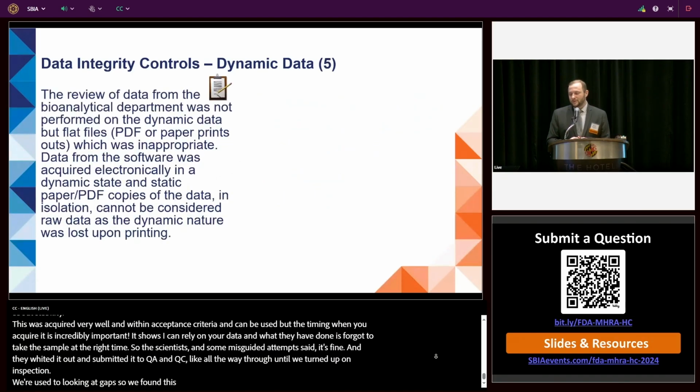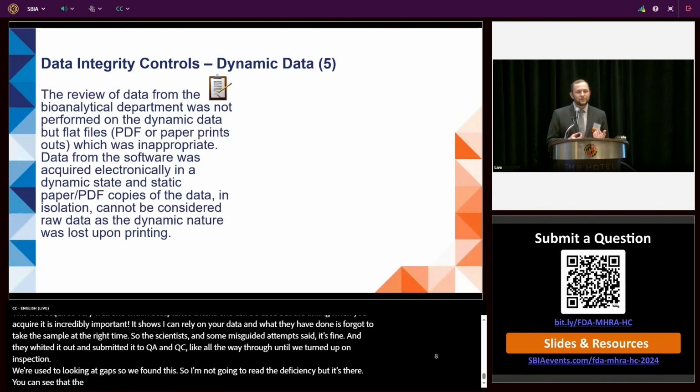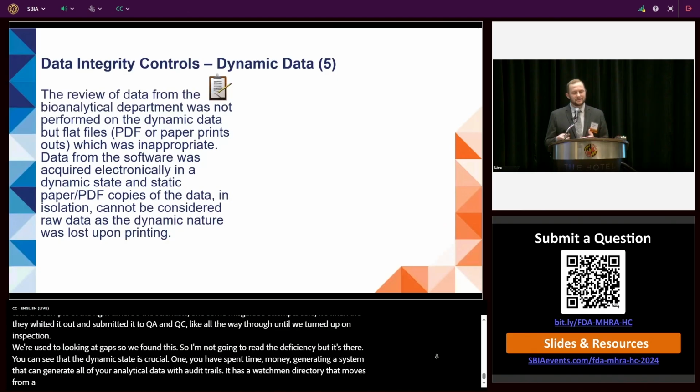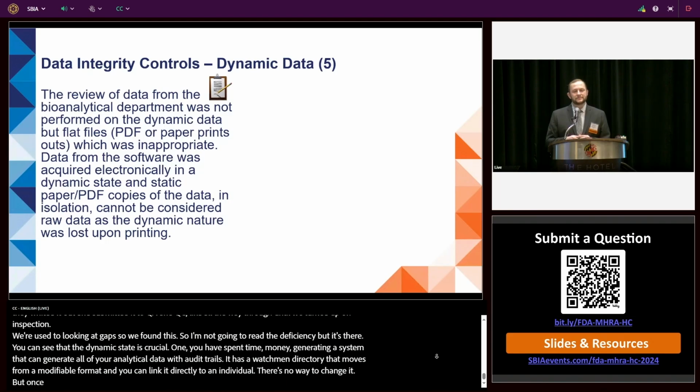So in the interest of time, I'm not going to read the deficiency. But again, it's there. You can see that the dynamic state is crucial to it. One, you've spent time and money generating a system that can generate all of your analytical data with audit trails. It's got a Watchman directory that moves it out of a modifiable format. You might have Active Directory to link it directly to an individual. There is no way of changing it. But yet you print it out and you let them submit it.